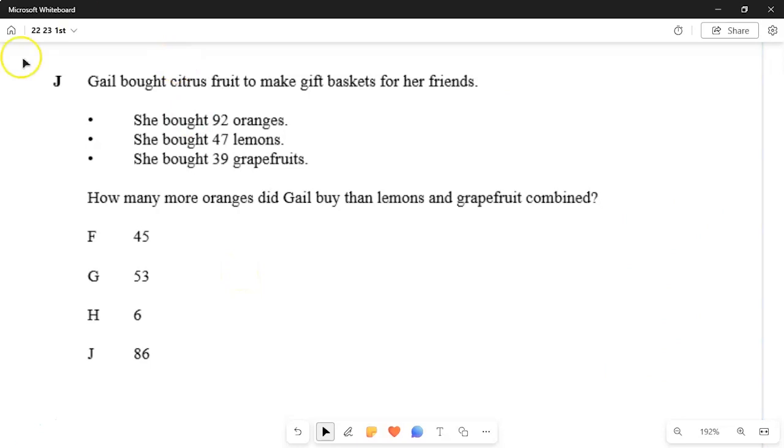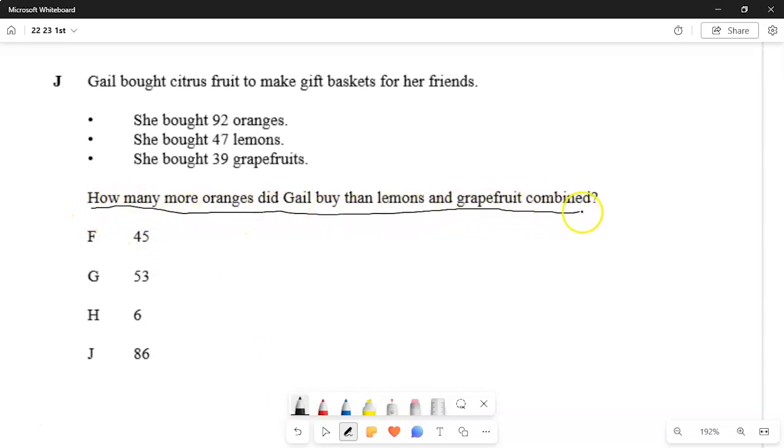It says, Gail bought citrus fruit to make gift baskets for her friends. She bought 92 oranges, 47 lemons, and 39 grapefruit. How many more oranges did Gail buy than lemons and grapefruit combined? So I'm going to underline that question, make sure I answer that question. How many more oranges did she buy than lemons and grapefruit combined? So I'm trying to find out how many more oranges than lemons and grapefruit combined.